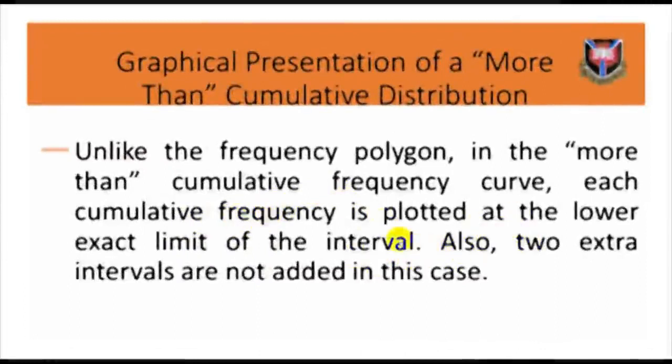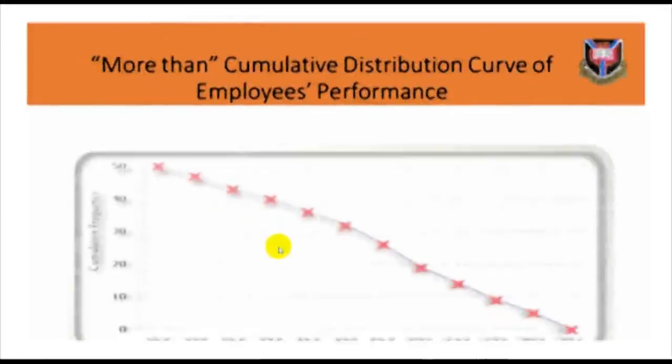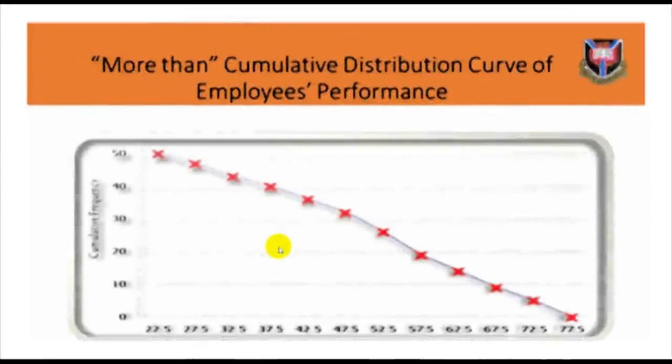For the more than cumulative frequency curve of the data in Table 9.1, take a look at Figure 9.1. Also, 2 extra intervals are not added in this case. When all the cumulative frequencies have been plotted, the points are joined by straight lines. To bring the curve down to the baseline, the cumulative frequency of 0 is plotted at the upper exact limit of the interval 73 to 77, which is 77.5. This means that there are no employees with performance scores of more than 77.5.